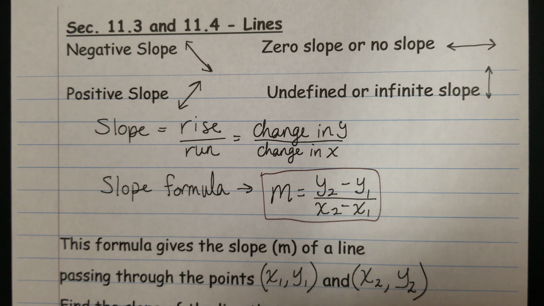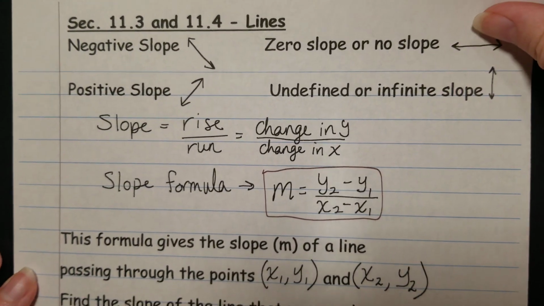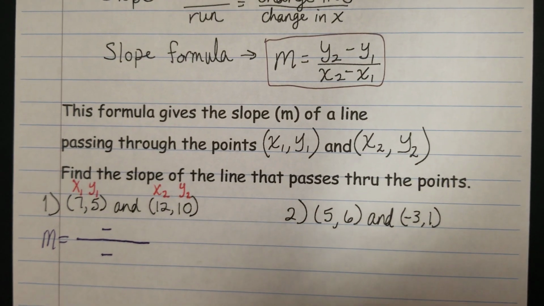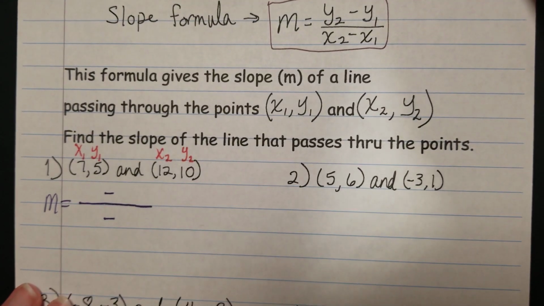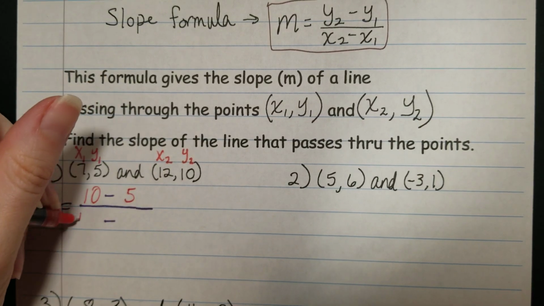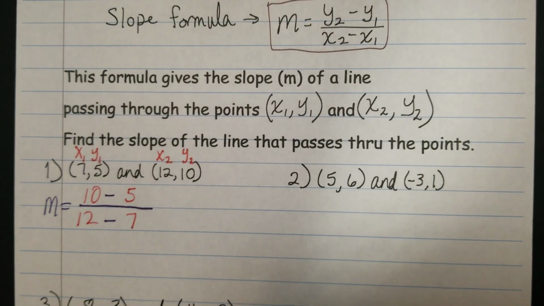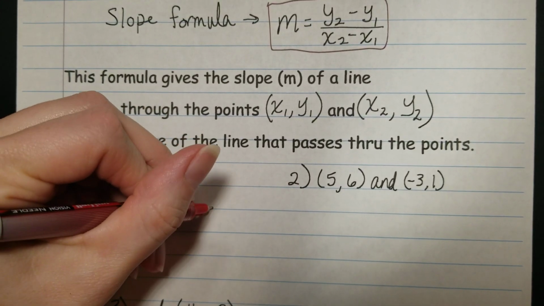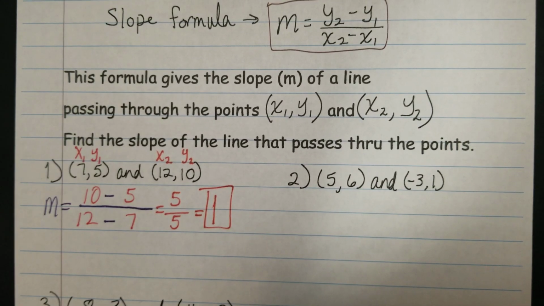And then I'll fill in my numbers. So that's going to be 10 minus 5 over 12 minus 7. So 10 minus 5 is 5, 12 minus 7 is 5, and 5 over 5 is 1. So it's a slope of 1.